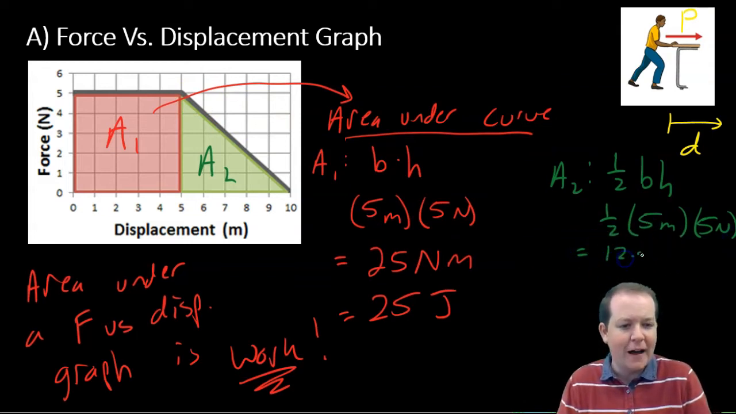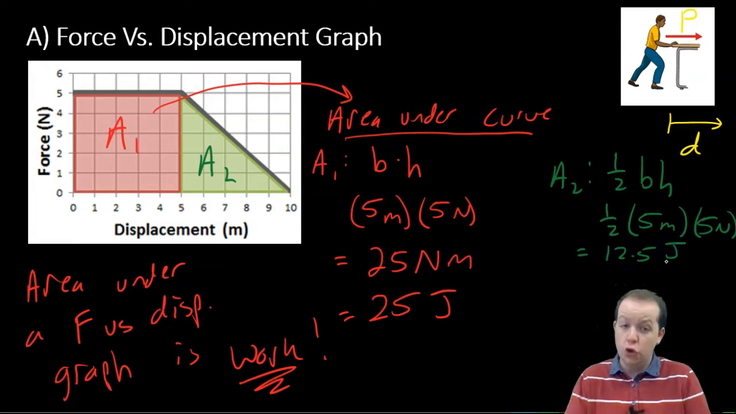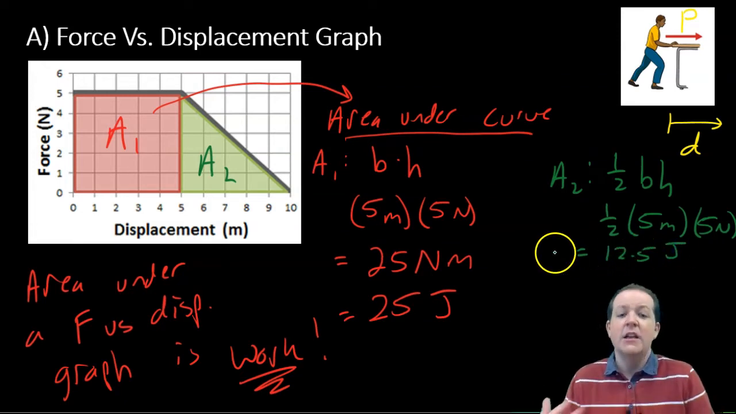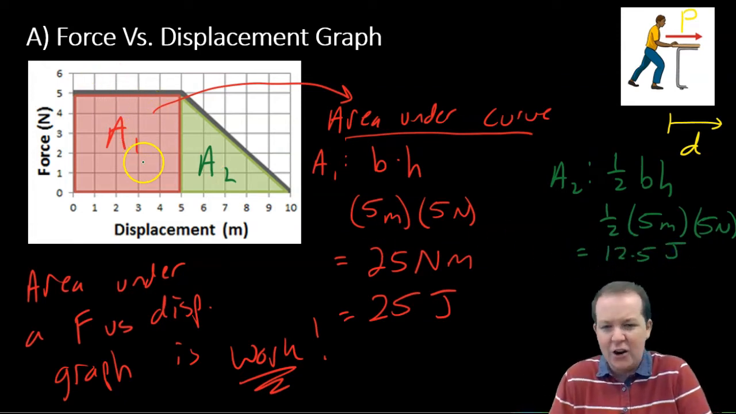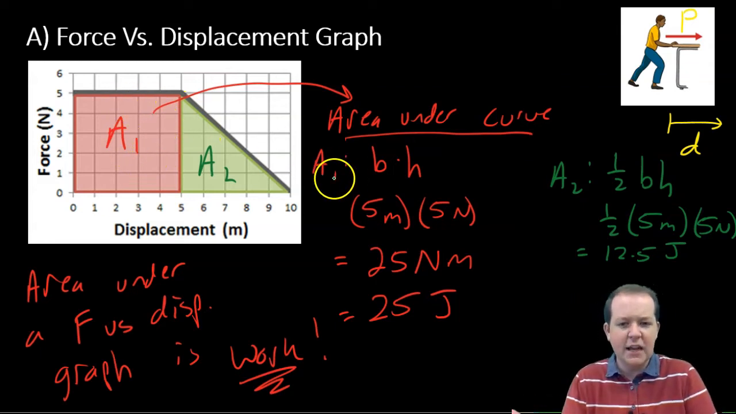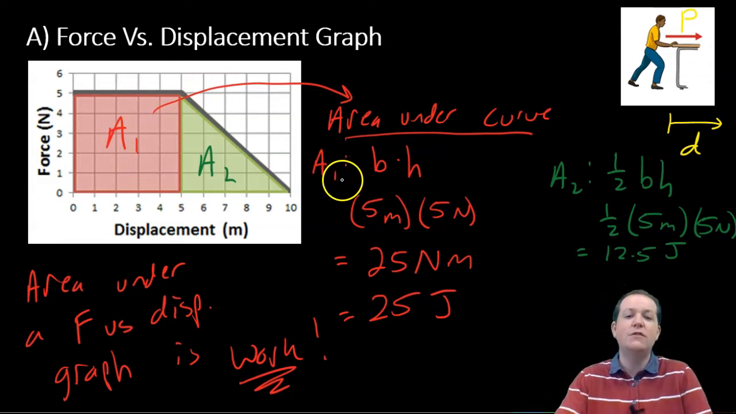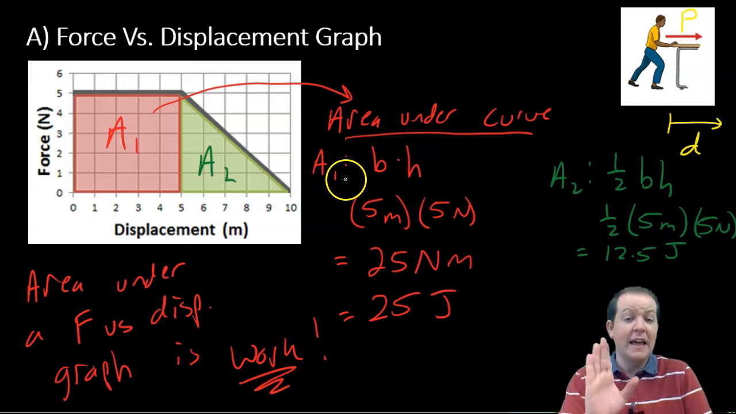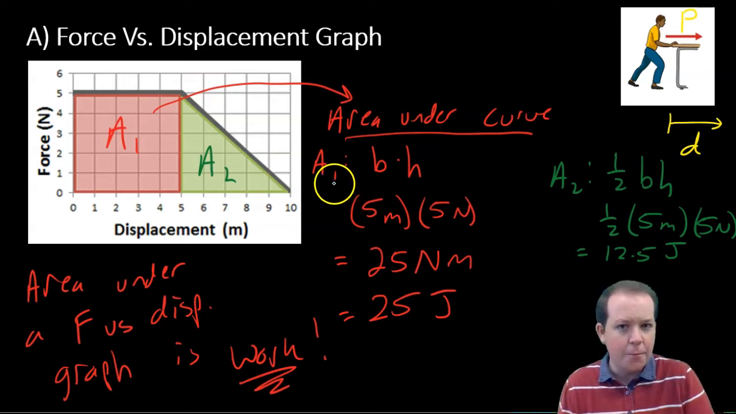That's 12.5. 12.5 joules, 12.5 newton meters. So the total, and you could do that, it kind of depends on the problem. The total would be 25 plus 12.5. Or maybe you were just finding the work, the area under the curve, for a certain section. So the area under the curve gives you the work. Okay? That is a very important thing to know.